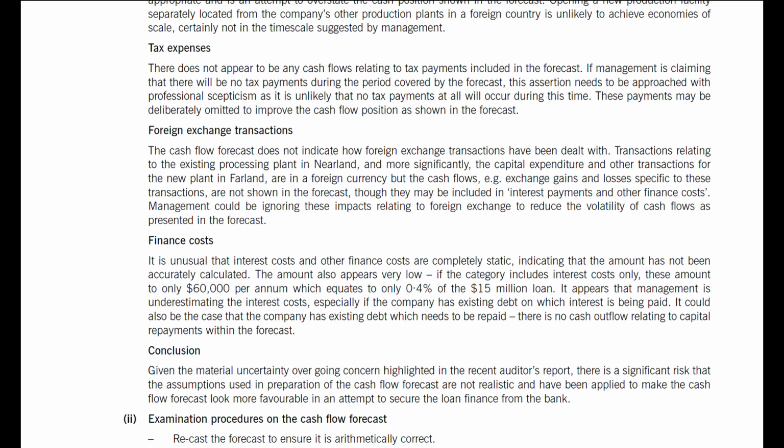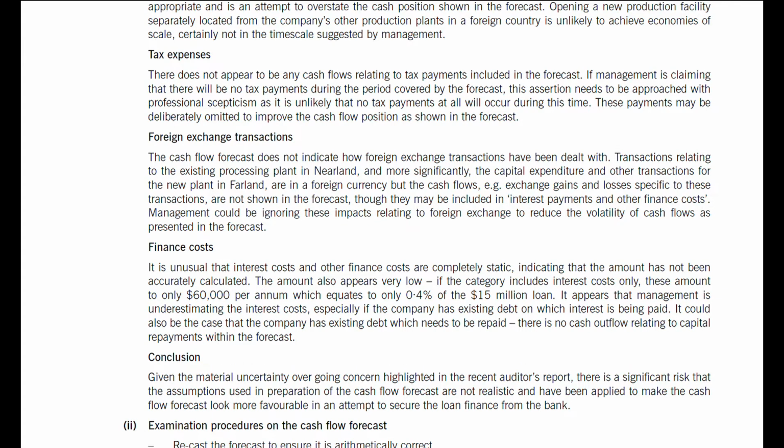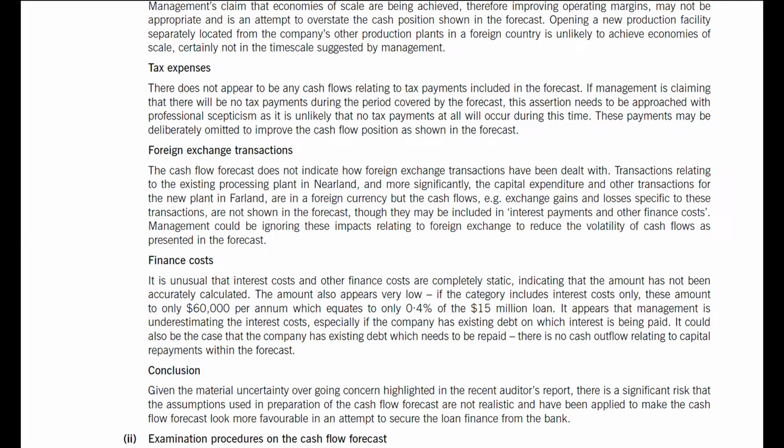Tax expenses. There does not appear to be any cash flow relating to tax payments included in the forecast. If management is claiming that there will be no tax payments during the period covered by the forecast, this assertion needs to be approached with professional skepticism, as it is unlikely that no tax payments at all will be incurred during this time. These payments may be deliberately omitted to improve the cash flow position as shown in the forecast.